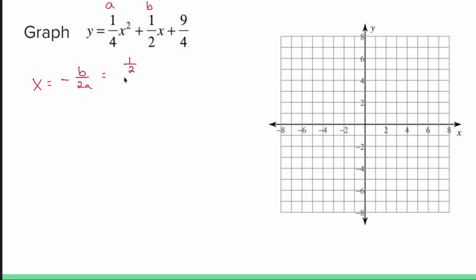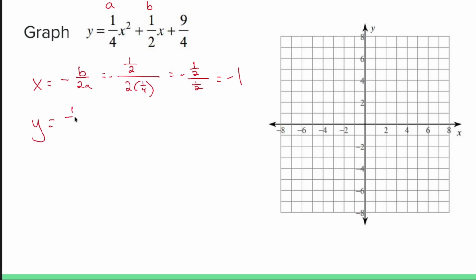Negative 1/2 over, by the way, I forgot the negative, 2 times 1/4. That's actually pretty nice, because you get negative 1/2 over 2 times a quarter, which is a half, and so a half over a half is negative 1. That's nice. So if x is negative 1, then in order to find the other part of the vertex, we plug that negative 1 into the equation.